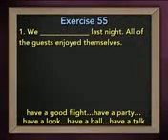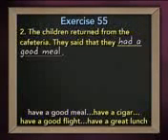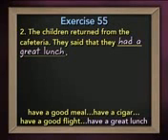Let's review that exercise. You saw a sentence with a blank, and you picked an appropriate have verb and put it together. So, for example, you saw, we blank last night, all of the guests enjoyed themselves. And you wrote, we had a party last night, all of the guests enjoyed themselves. Or we had a ball. Right? Good. Next one. The children returned from the cafeteria. They said that they had a good meal or had a great lunch.